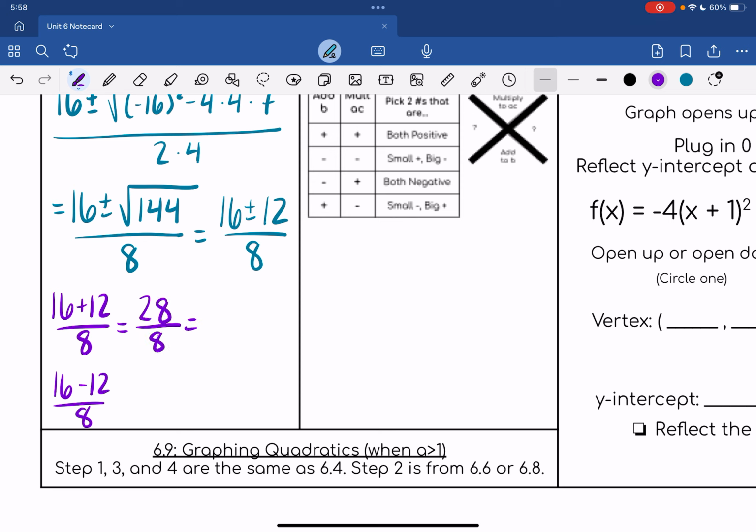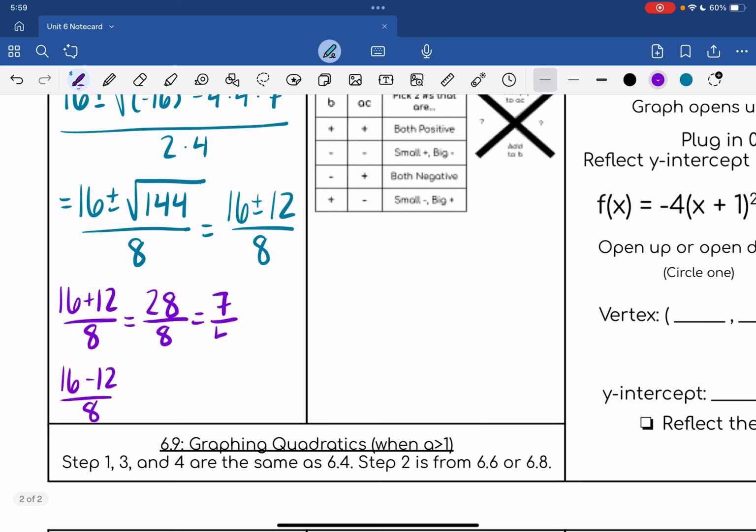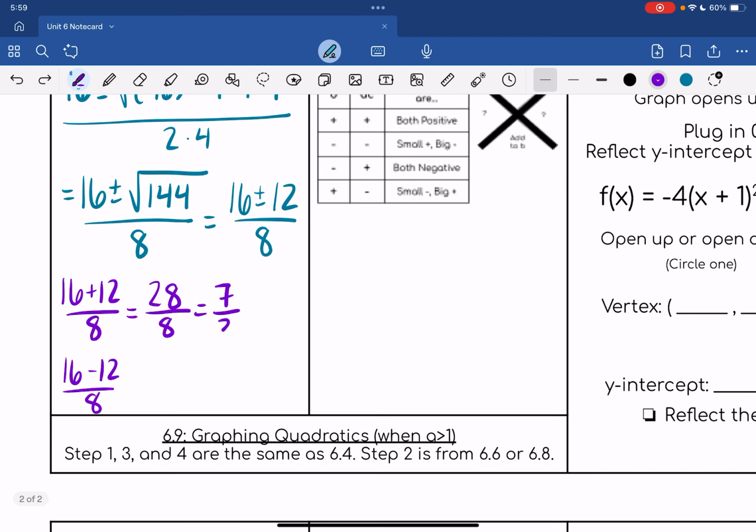28 over 8, we can divide both those by 4. 28 divided by 4 is 7. 8 divided by 4 is 2. Actually, I wrote 4. So 7 halves is one of our zeros. 16 minus 12 is 4, so we've got 4 over 8. 4 eighths is the same as 1 half. So 4 is half of 8, so we just reduce that. We could think about dividing them both by 4 as well. So we got both of our answers by the quadratic formula.